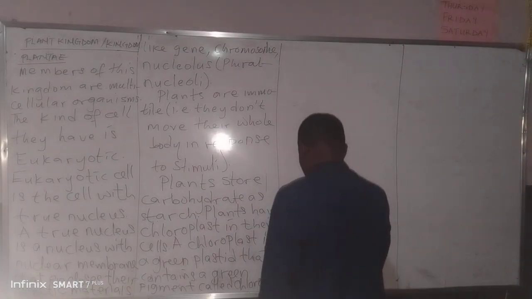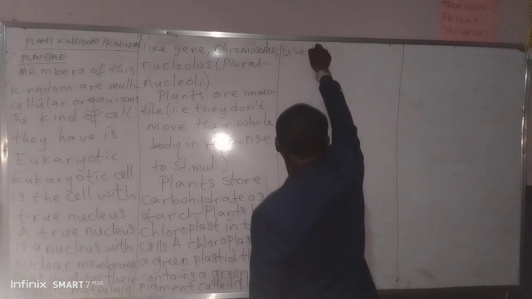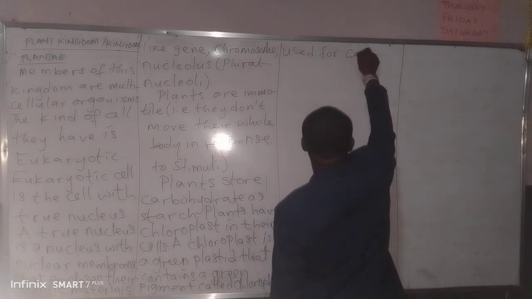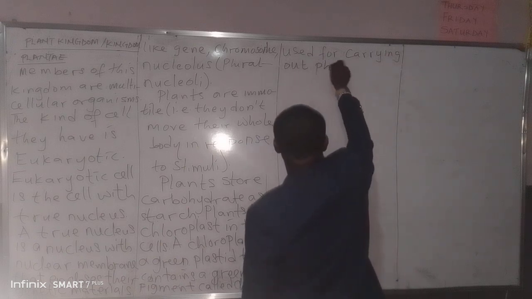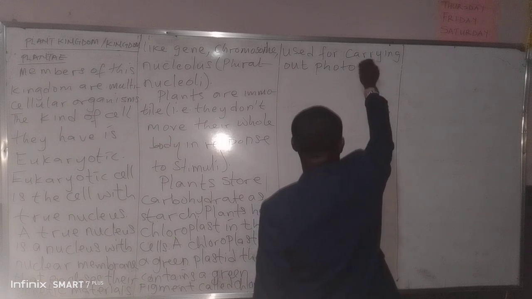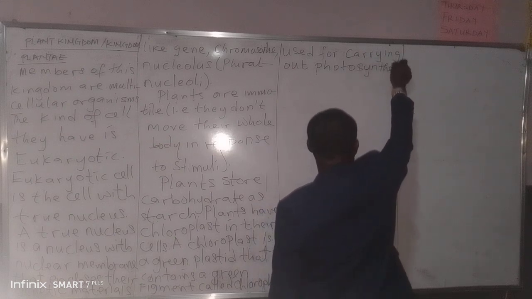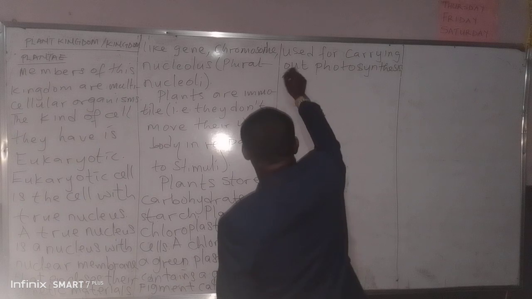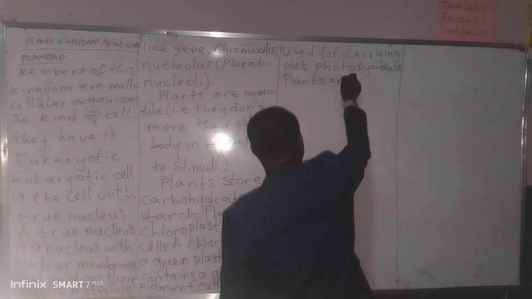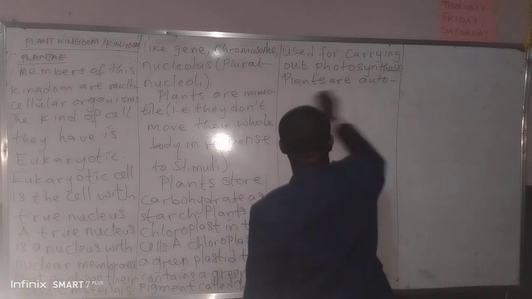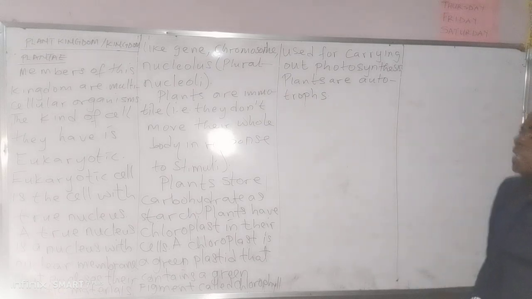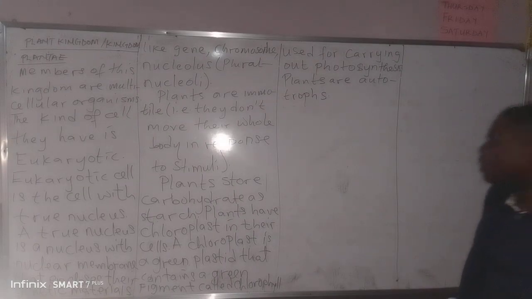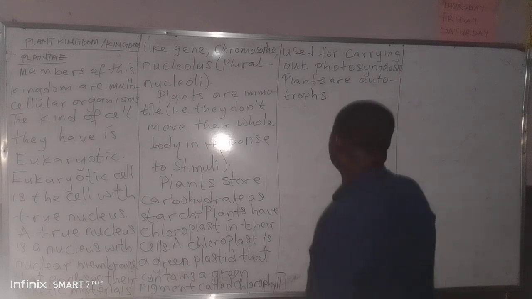And what did they use chlorophyll for? Used for carrying out photosynthesis. So we are saying here that plants are autotrophs. Autotrophs in the sense that they make their own food themselves using an external source of energy. And one more thing to talk about plants.